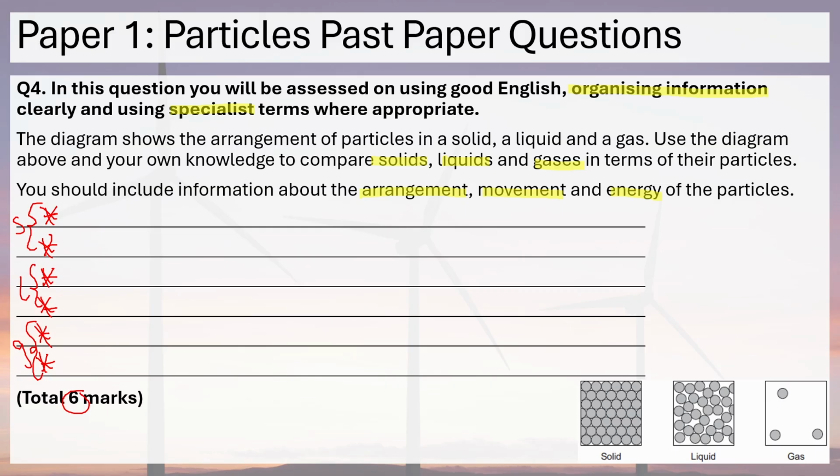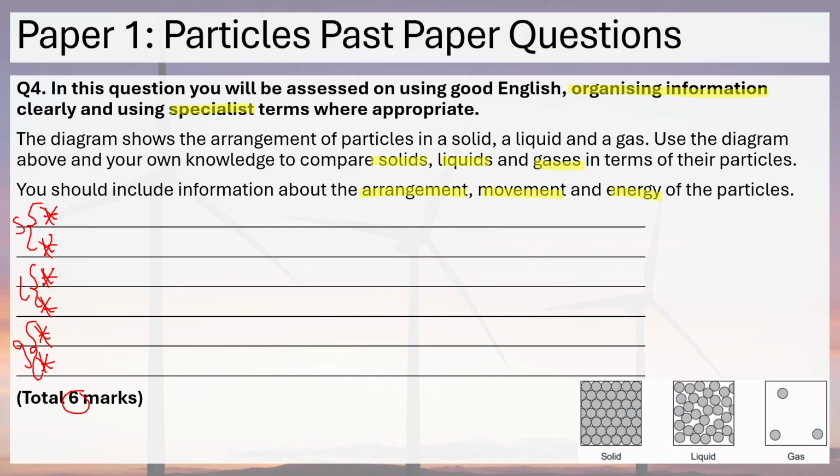And you'll notice that we can talk about arrangement, movement and energy. Now, if I did that for all of those 3, that's 9 possible pieces of information I can include there. And we've only got 6 marks. So you've got a lot of information to choose from. And as long as you write 6 correct things, you'll pick up the marks. But you must cover solids, liquids and gases. So I recommend thinking about 2 points for each of solids, liquids and gases.